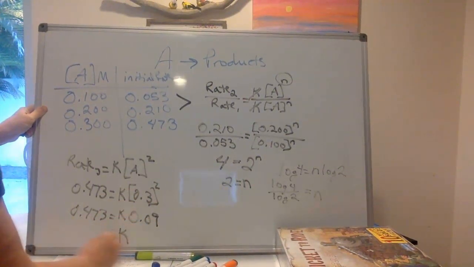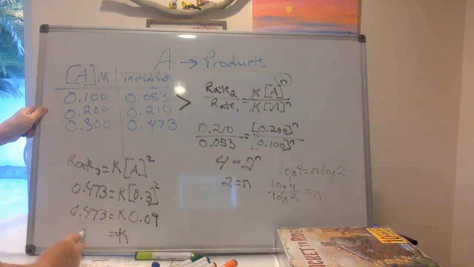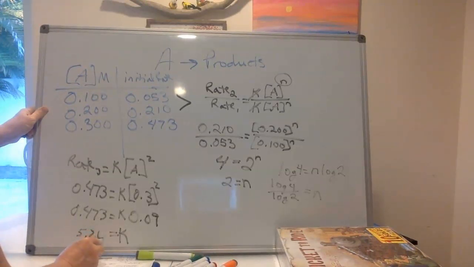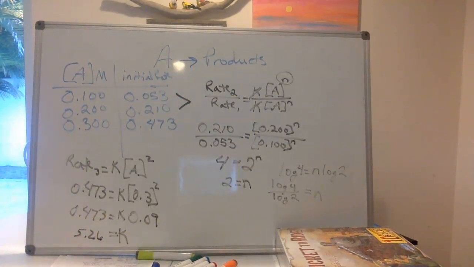And so then our K is about 5.26. Okay. Again, use your calculator. I'll get my calculator later.